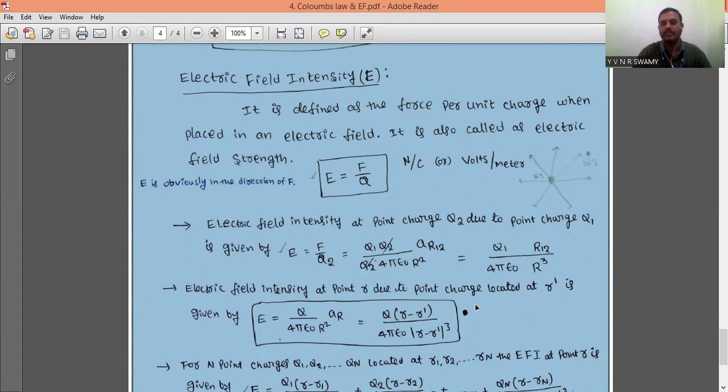Okay. So now the electric field intensity due to a point charge is Q by 4 pi epsilon naught r square along the a r direction, or E equal to Q into r by 4 pi epsilon naught mod r whole cube, or Q into small r minus r dash by 4 pi epsilon naught into mod of small r minus r dash whole cube. That is the electric field intensity due to a point charge.